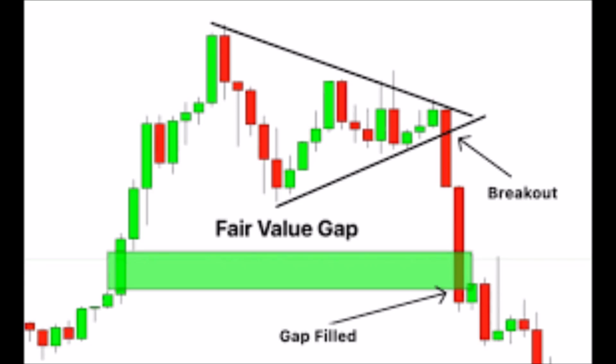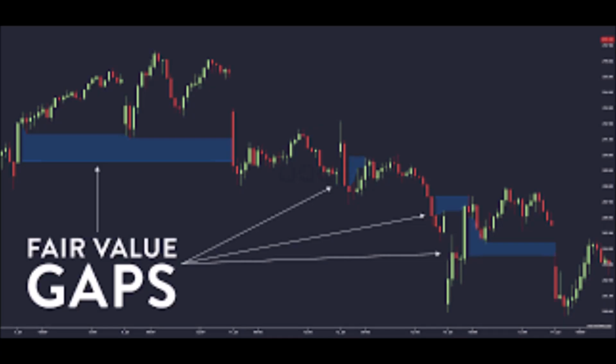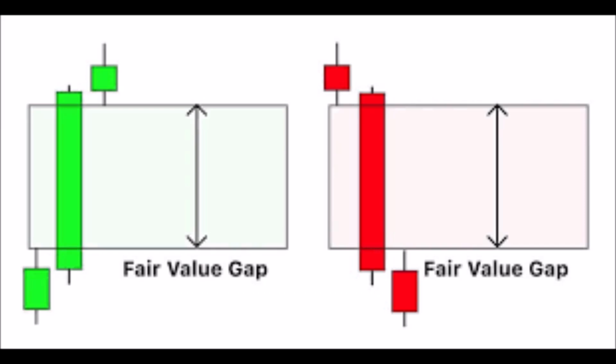Now, how do you use fair value gaps in trading? Number one is identify market structure. Before using any fair value gap, determine whether the market is bullish or bearish. Always trade in the direction of the major trend. Then locate the imbalance. That is the second way to use the fair value gap. Identify the unfilled area between candle A and candle C.